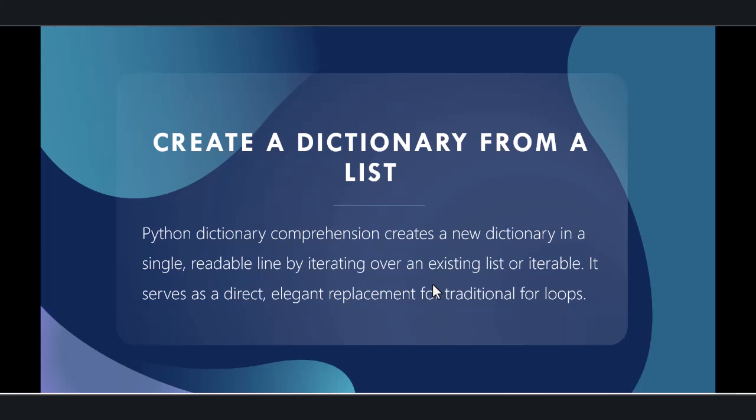As I showed in the basic syntax, it is written in only one line, by iterating over an existing list, or it may be a dictionary also. We will iterate through one existing iterable and then, in a single line, create a new dictionary. It is a quite simple replacement of the traditional for loop. Instead of writing a for loop with 3 to 4 lines of code, in a simple way we can write it in one line by using dictionary comprehension. It saves many lines of code. Let's see an example for this.